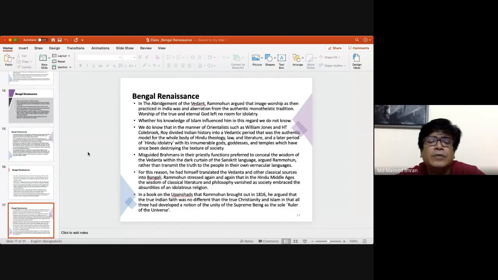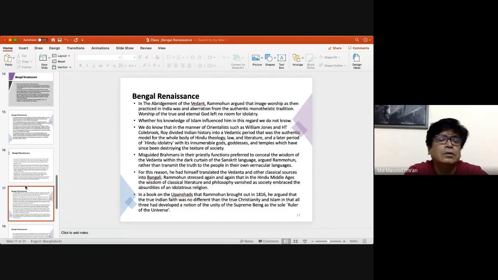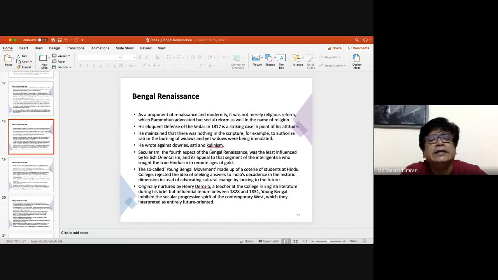As a proponent of Renaissance and modernity, it was not merely religious reform which Ram Mohan advocated, but social reform as well in the name of religion. His eloquent defense of the Vedas in 1817 is a striking case in point of his attitude. He maintained that there was nothing in the scripture, for example, to authorize sati or the burning of widows, and yet widows were being immolated. He wrote against dowry, sati, and kulinism. Kulinism means you can take it as elitism.